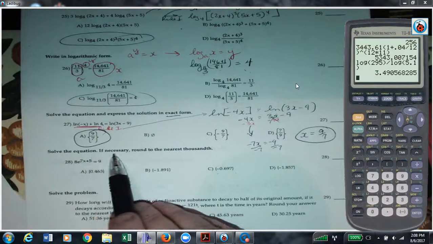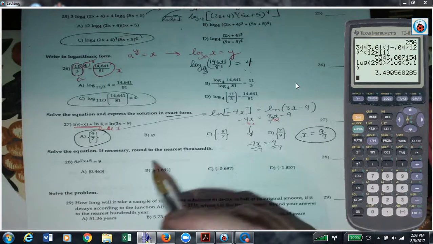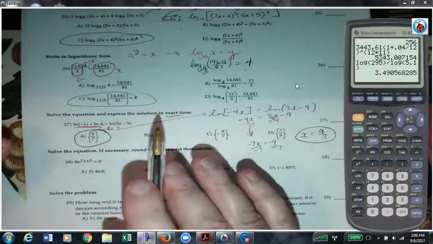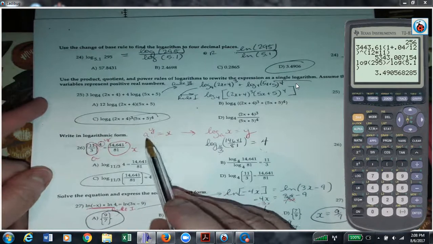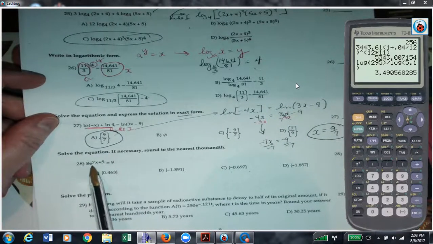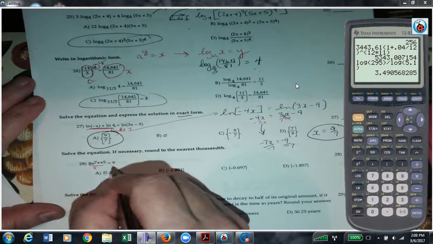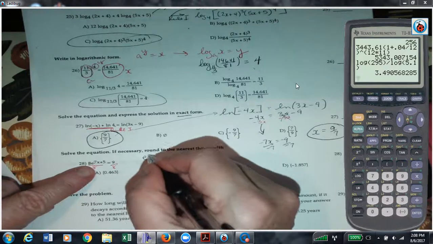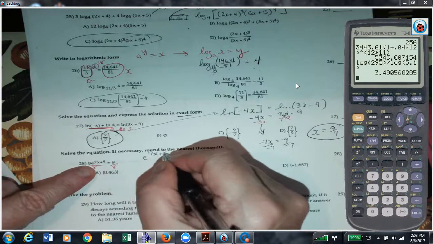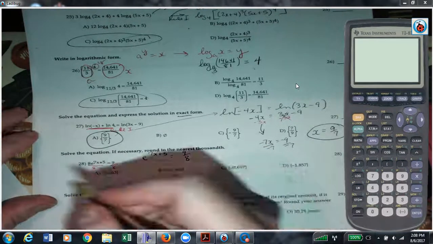Solve the equation. If necessary, round to the nearest thousandth. Okay. Before I can do the conversion, it's not in the form to do the conversion because I don't have something by itself to a power. I have 8 times something to a power. So the first thing I have to do before I do a conversion is divide both sides by 8. So this becomes that equals 9/8. Now I can do the conversion.